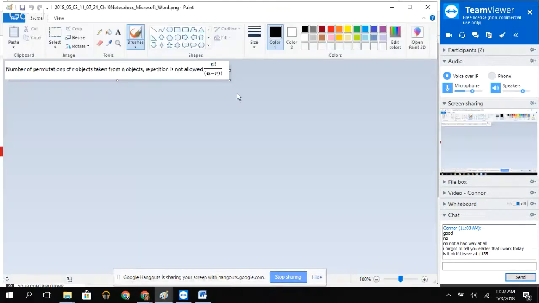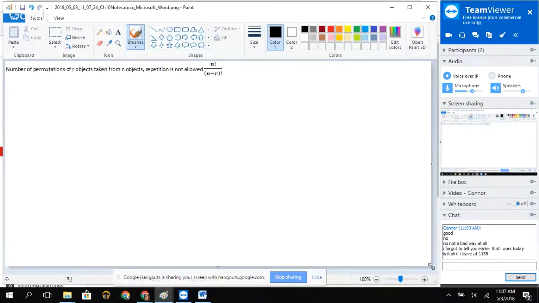Our class is so small, so I can't pick on our class. I guess I'll still pick on our Algebra 2 class. So if we have 5 people, including me, in Algebra 2, right? And I want to know how many ways I can make up a panel of 3 people.